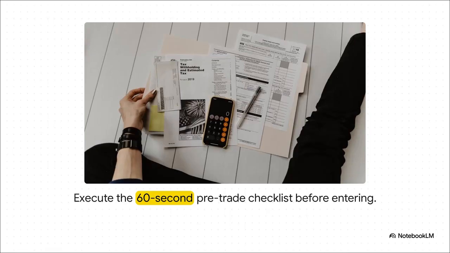To keep yourself disciplined with all of this, implement a 60-second pre-trade checklist. Literally, before your finger ever clicks buy or sell, run through this. Have you hit your daily loss cap? Have you calculated the exact fractional size? Is the stop-loss order actually placed in the system before you enter? If the answer is no to any of those questions, you do not execute, period. It's all about compounding that discipline.